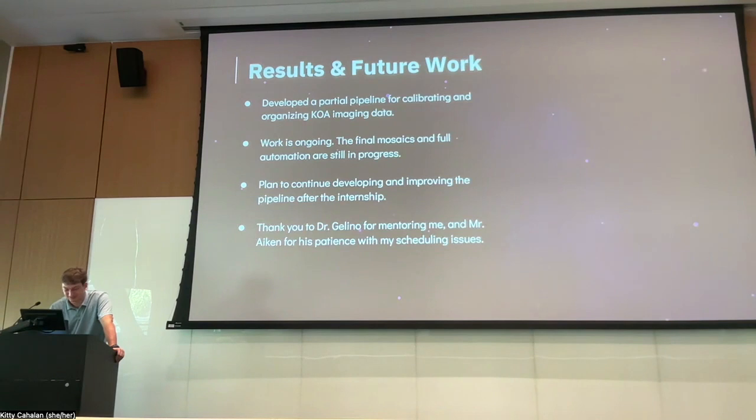So for results and future work, although I didn't finish a complete working pipeline, I did make a lot of progress. I developed a full semi-functional system for downloading, organizing, and calibrating the COA data. The full mosaicing and automation are still in progress, and I plan to keep working and improving this project after the internship is over. And I want to thank Dr.